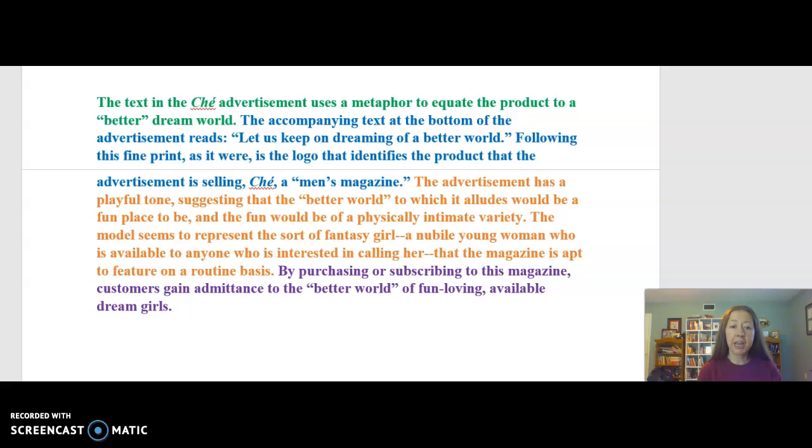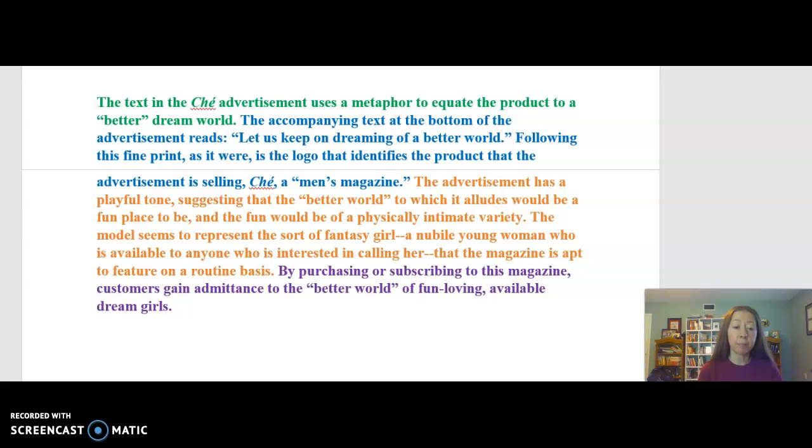The text in the Che advertisement uses a metaphor to equate the product to a better dream world. The accompanied text at the bottom of the advertisement reads, "Let us keep on dreaming of a better world." Following this fine print, as it were, is the logo that identifies the product that the advertisement is selling, Che, a men's magazine. Notice the quotes around the words that came from the text.